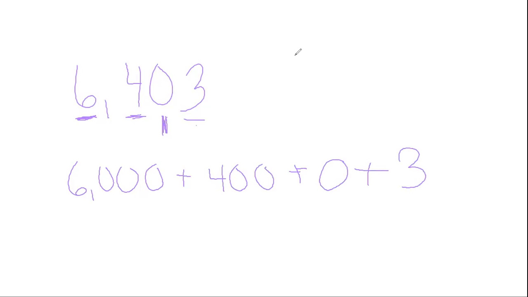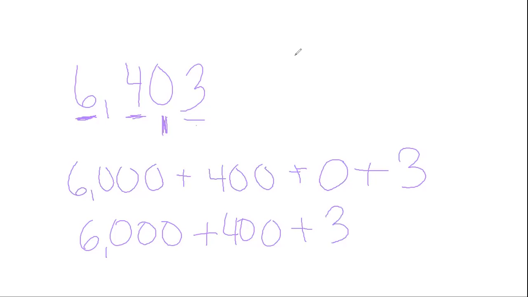If you've left the 0 completely out because there's 0 in the tens, you would write this as 6,000 plus your 400, and then just add 3. Okay, because even though we don't have that tens there, it's still telling me I have 4 in the hundreds and 3 in the ones. And if I tell somebody 6,000 plus 400 plus 3, they're going to be like, oh, okay, there are no tens.